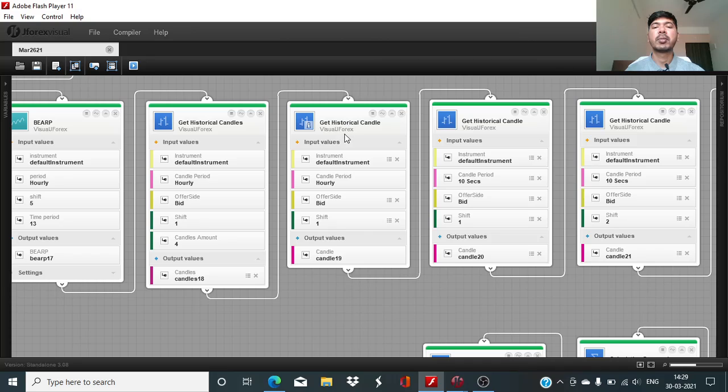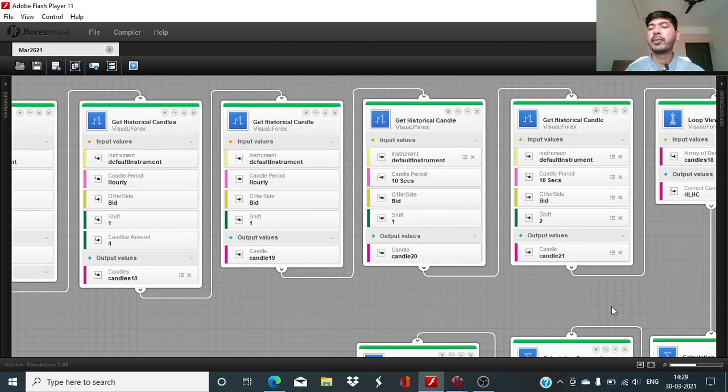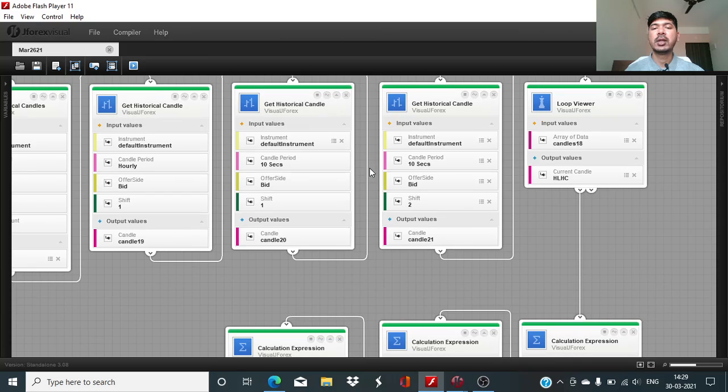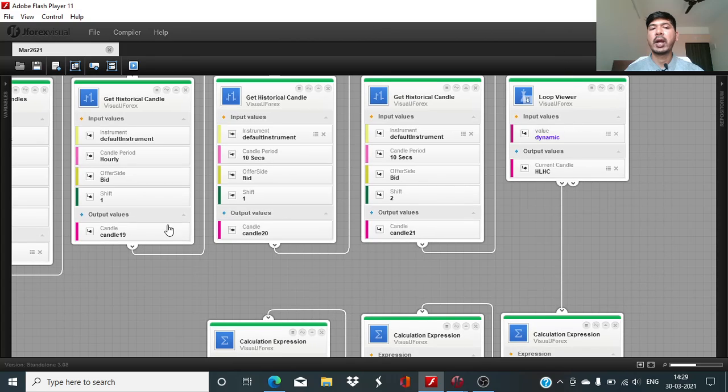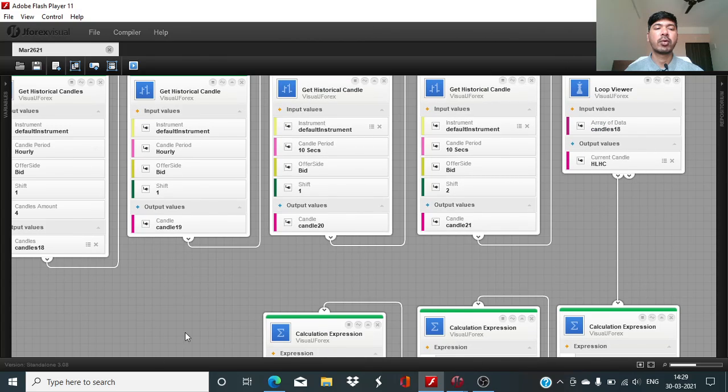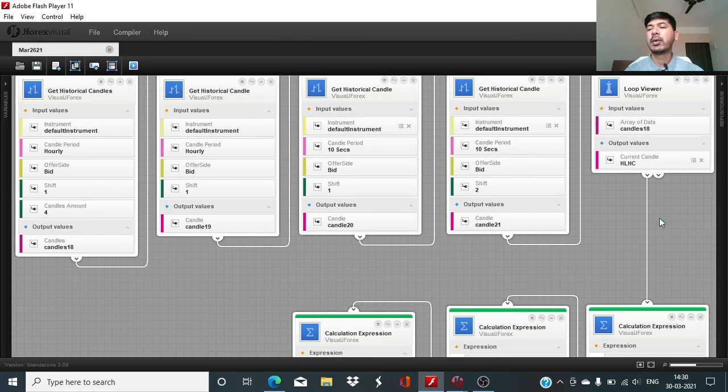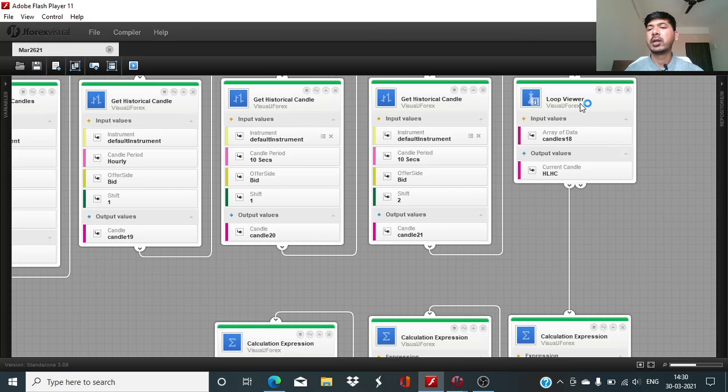Then to look at the immediate price action, there is an hourly candle, and then to pinpoint the exact entry point, these 10 seconds candles' closing values will be compared to the candle 19's closing value. To retrieve the individual variables from this array of data, we will be relying on this output value of the loop viewer.